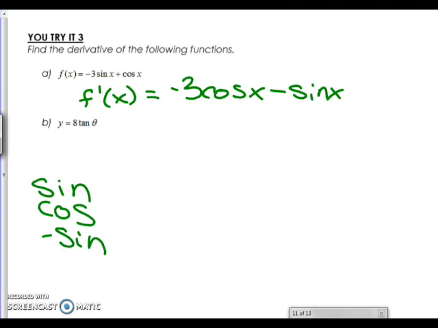Okay, looking at part B then, that 8 is going to come down for the ride, and I'm just going to say y prime. So we have 8, the derivative of tan is secant squared. So you just recopy it like that.